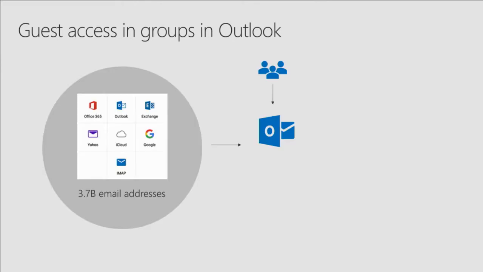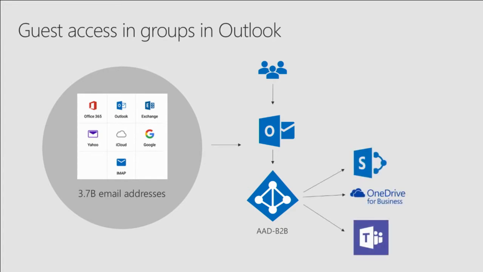Also, to tell you a little bit about guest access architecture. Whenever you add a guest in Outlook groups, be it a guest from some other organization or any consumer user from those 3.7 billion email addresses, the guest user actually gets added to Azure Active Directory, which is the platform which we use for guest access. And this guest will work seamlessly with all the Microsoft apps and services like Microsoft Teams, OneDrive for Business, and Microsoft Project, which also use Azure Active Directory as their platform.